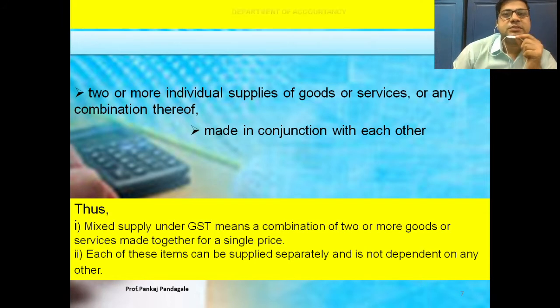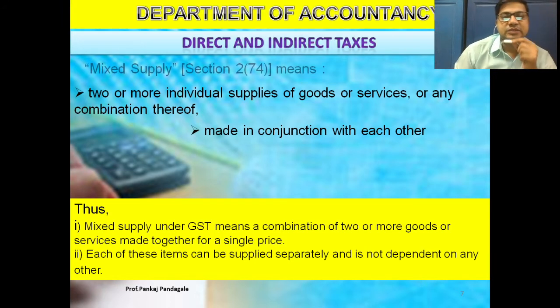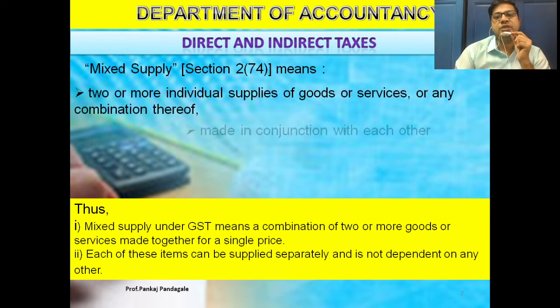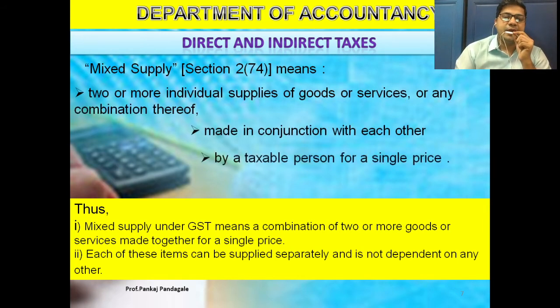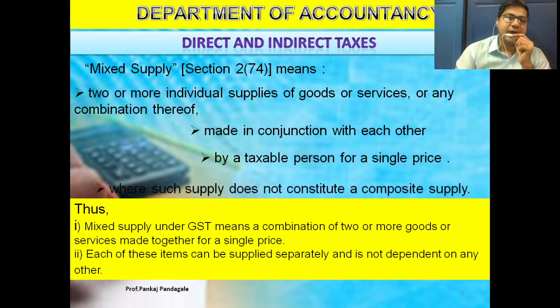Now we will discuss mixed supply. Section 2, subsection 74: two or more individual supplies of goods or services, or any combination thereof, made in conjunction with each other by a taxable person for a single price, where such supply does not constitute a composite supply. So mixed supply means what? A combination of two or more goods or services together at a single price.